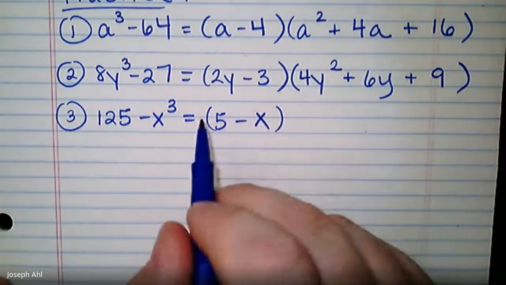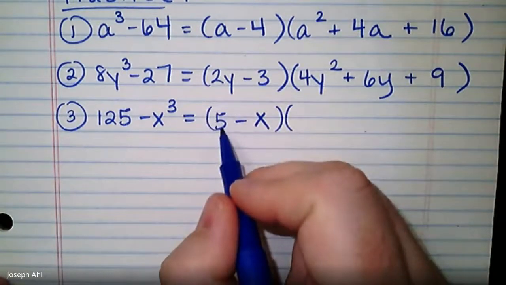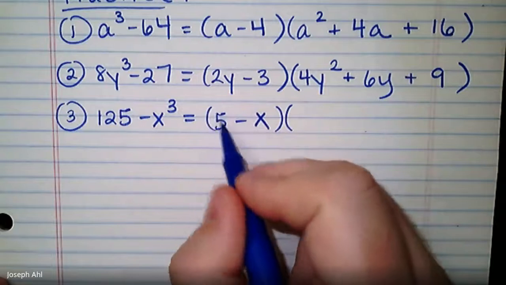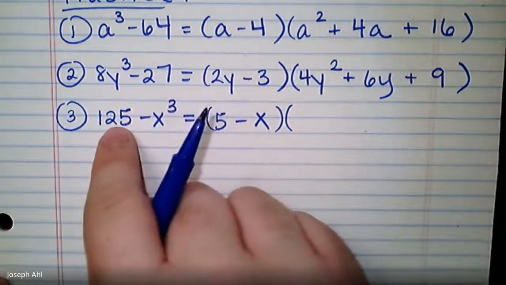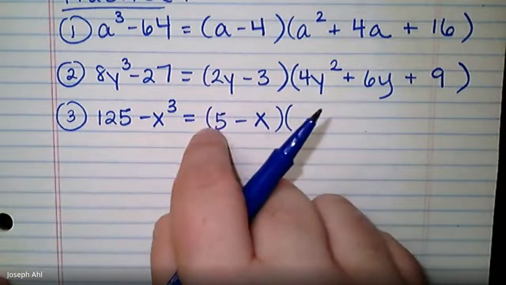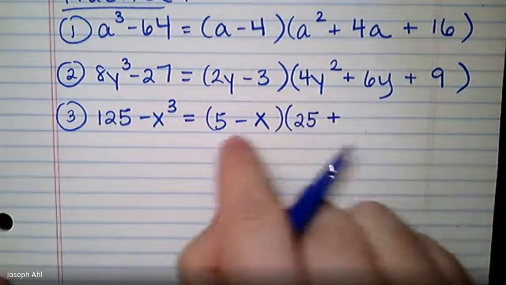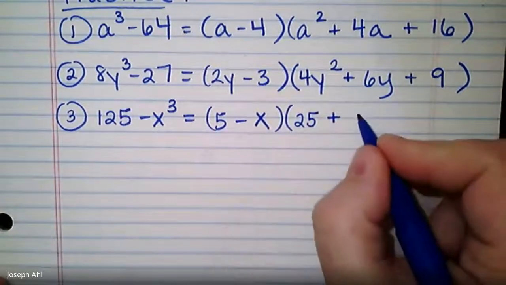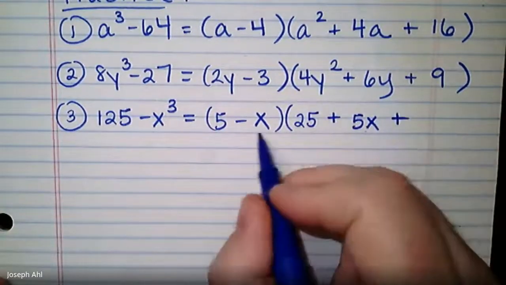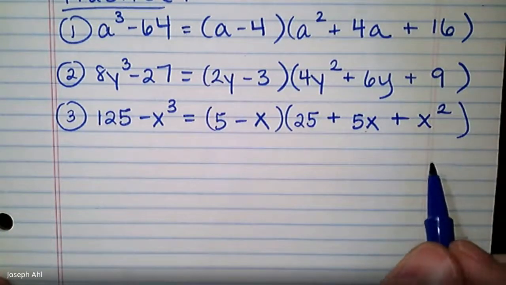Okay. So we'll start with 5 minus x, and then from there, square this first term. And don't just reverse the order because you like when x comes first, by the way. You got to leave it in the order of if the 125 came first, the 5 has to be first over here. Okay, so that's going to be 25 plus, multiply these for the middle, 5x plus square the x to get x squared. Okay.